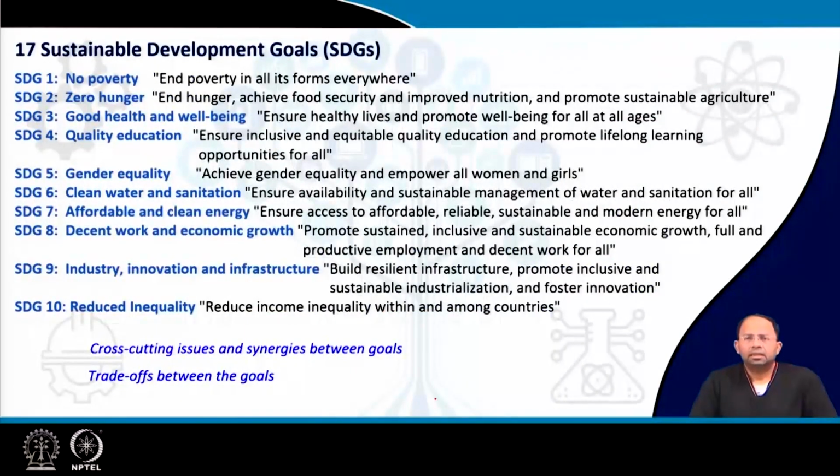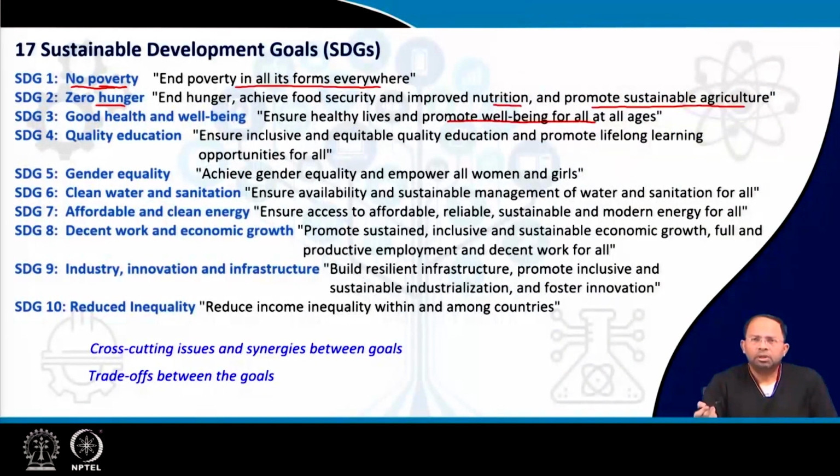Now, looking at the 17 goals in general, we can see that SDG 1 is no poverty. It talks about ending poverty in all forms everywhere. SDG 2 is zero hunger, that is end hunger, achieve food security and improve nutrition and promote sustainable agriculture. Good health and well-being talks about ensuring healthy lives and promoting well-being for all ages.